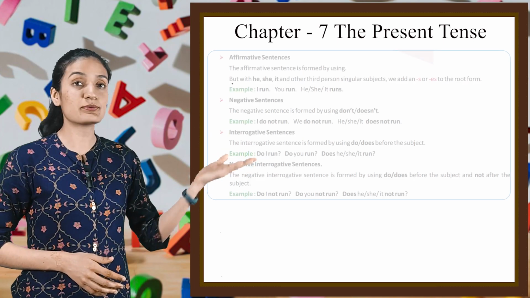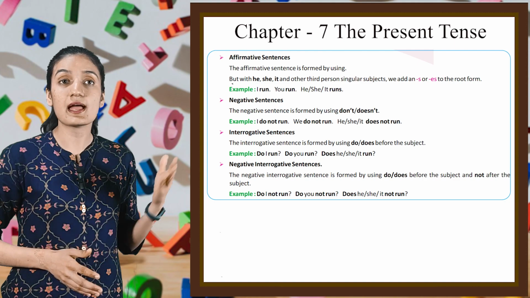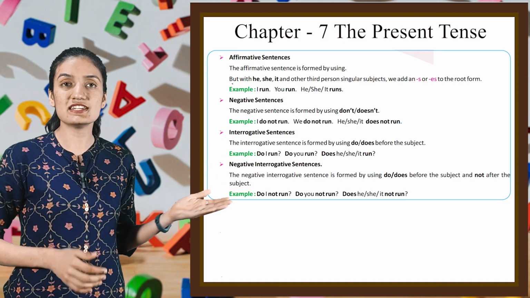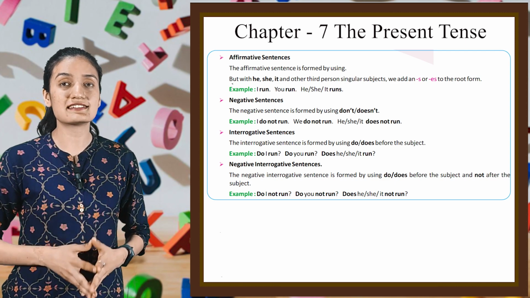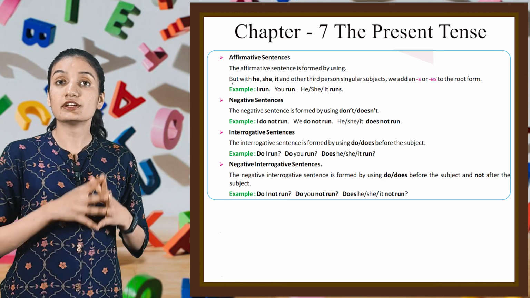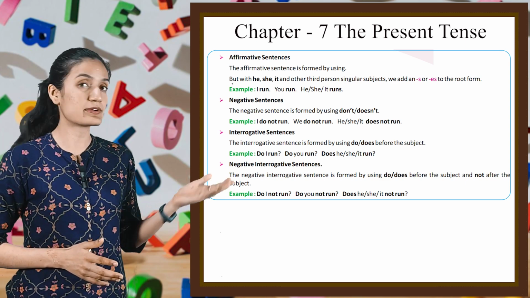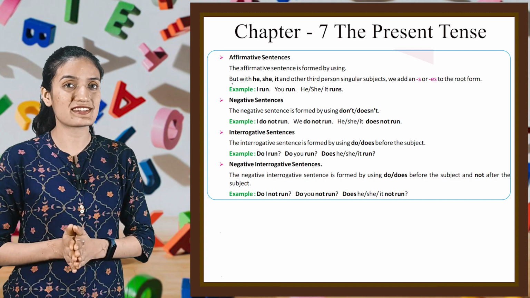Now, affirmative sentences. The affirmative sentence is formed by using the root form, but with he, she, it and other third person singular subjects, we add s or es to the root form. Example, I run, you run, he, she, it runs.